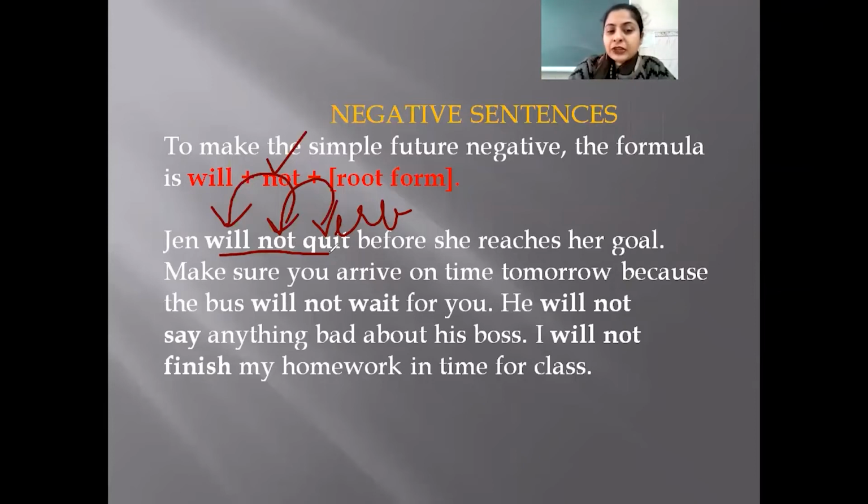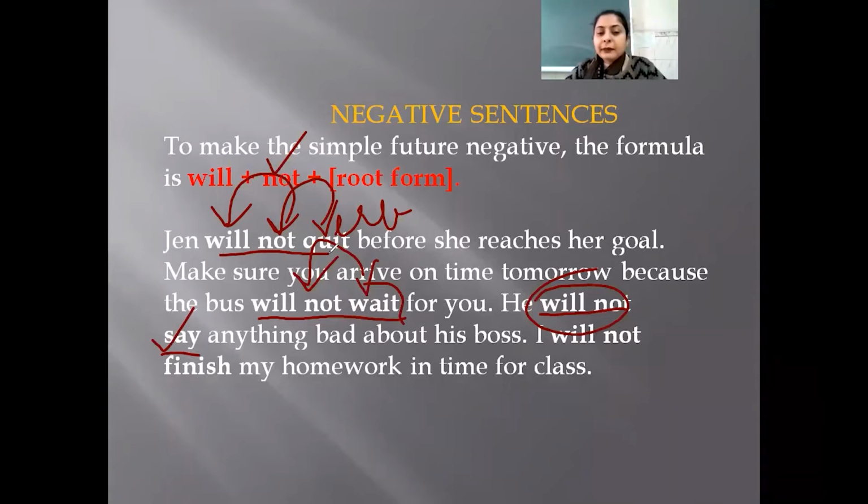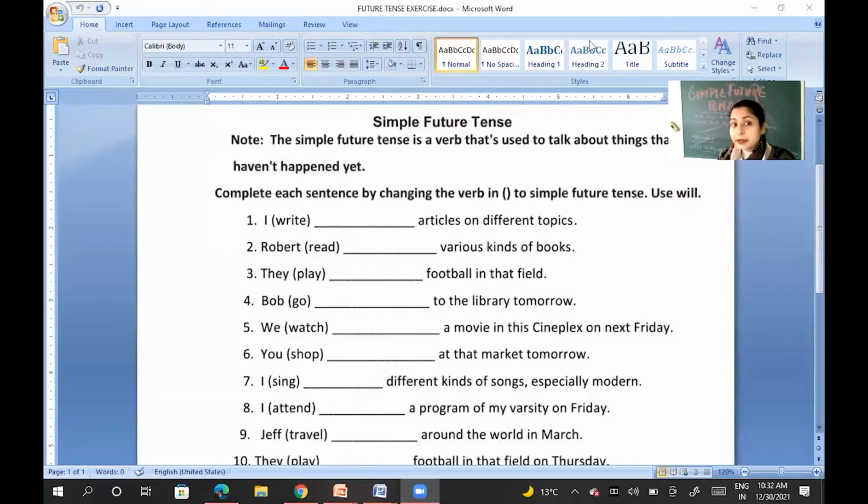Now, Jen will not quit before she reaches her goal. Make sure you arrive on time tomorrow because the bus will not wait for you. Here, wait is the verb and will not shows the simple future tense in negative form. He will not say anything. Will not, simple future tense in negative form, and say is the action word or verb. He will not say anything bad about his boss. I will not finish my homework in time.